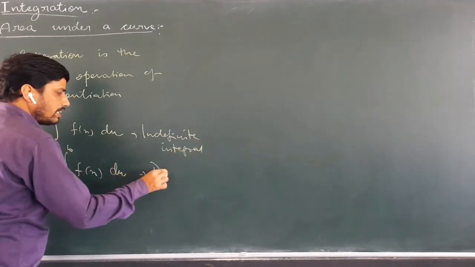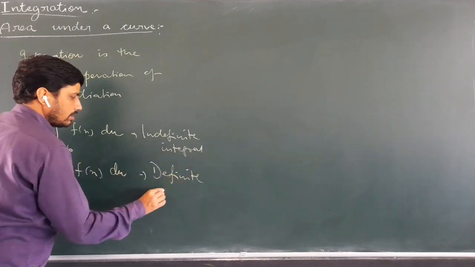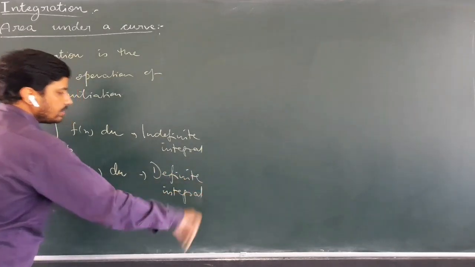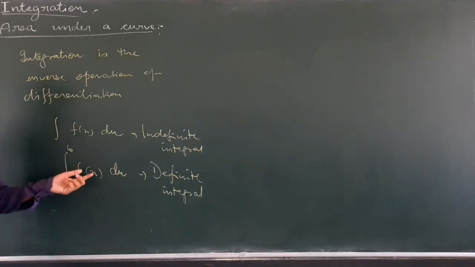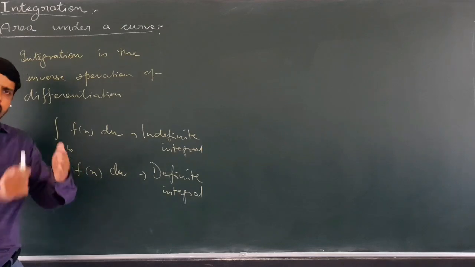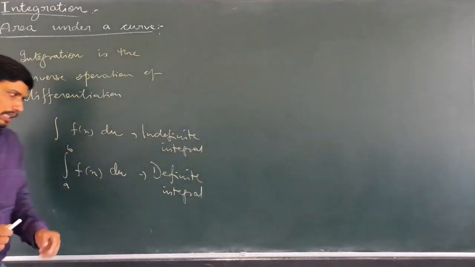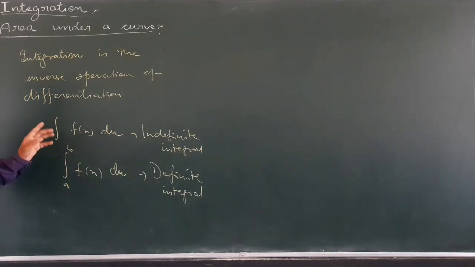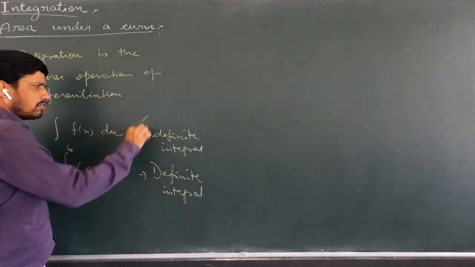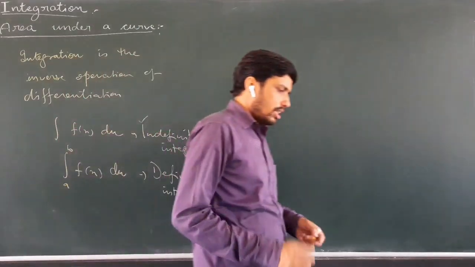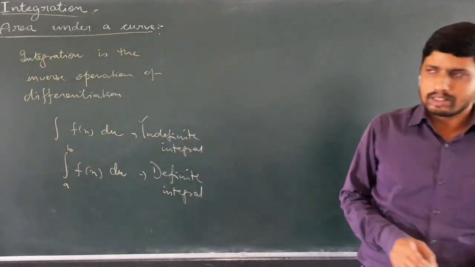And the second one is the definite integral, because in the second expression we have indicated the limits. So we have to find the area under the curve y equal to f(x) from x equal to a to x equal to b. Those limits are not given here, so we are not sure about which area is to be considered. That's why this is referred to as indefinite and the bottom one as the definite integral.